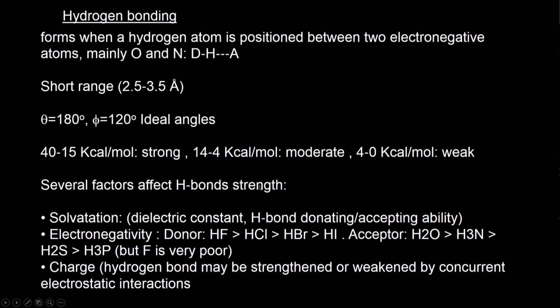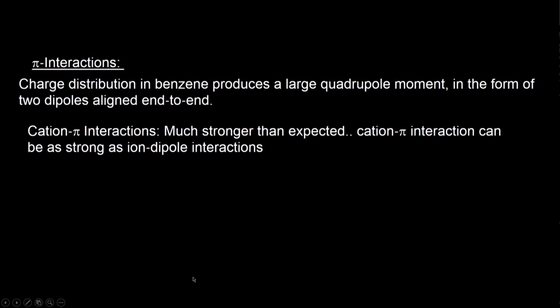Several factors affect hydrogen bonding: solvation, dielectric constant of the medium, hydrogen bond donating and accepting ability, and electronegativity of the donor. HF is greater than HCl, HBr greater than HI. For the acceptor, water is greater than NH3, that is ammonia, and H2S; NH3 is poor, but F is very poor. Charge: a hydrogen bond may be strengthened or weakened by concurrent electrostatic interaction. So if concurrent electrostatic interactions are there, the hydrogen bond interactions can become weaker or stronger.